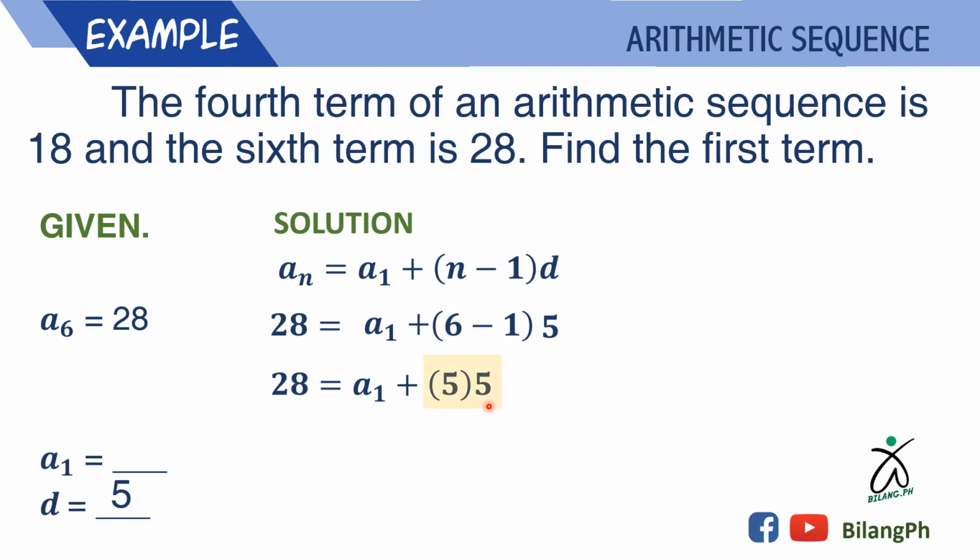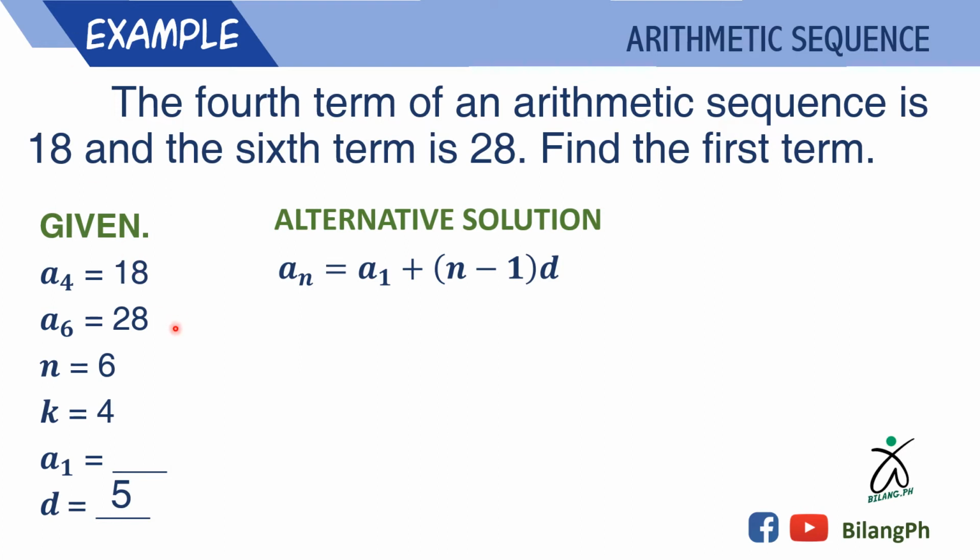Sunod naman, yung 5 times 5. So, 28 equals A sub 1 plus 5 times 5 is 25. To solve for A sub 1, we have to subtract both sides by 25 para mawala ito. So A sub 1 equals 28 minus 25 is 3.